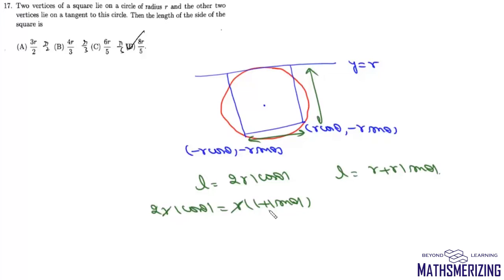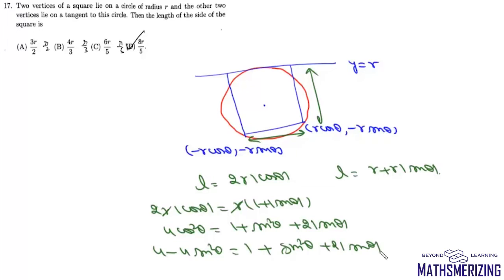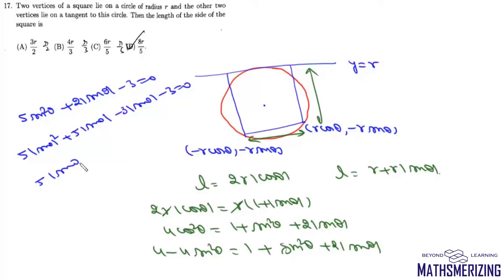Now this r and r will cancel. We'll get 4 cos square theta equals 1 plus sin square theta plus 2 mod sin theta. So we can write this as 5 sin square theta plus 2 mod sin theta minus 3 equals 0. So we can factorize this as 5 mod sin theta minus 3 and then mod sin theta plus 1 equals 0. So from here we'll get the value of mod sin theta as 3 by 5.